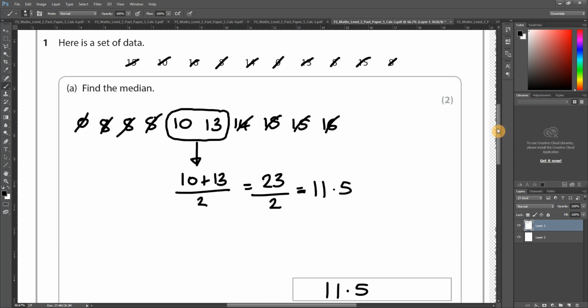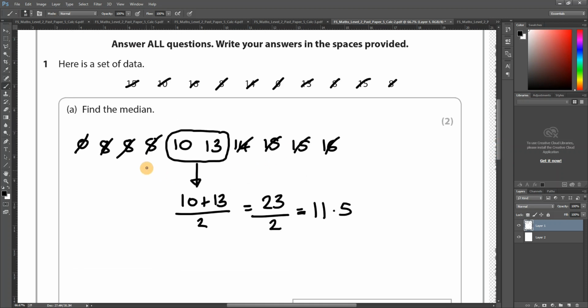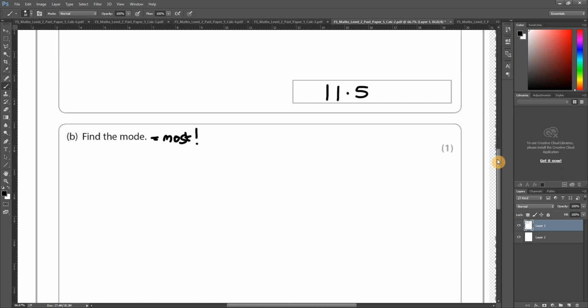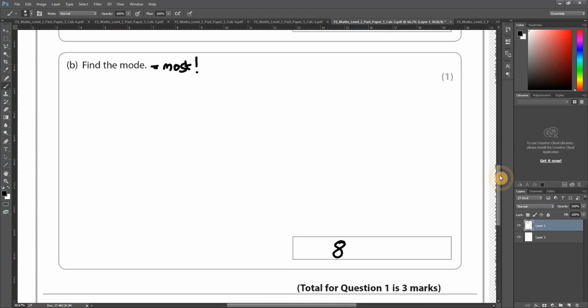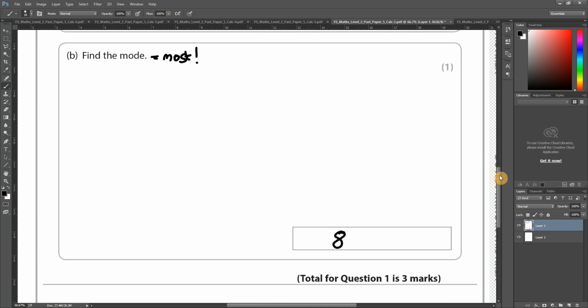Mode means most. So looking at my list again, remember we had 3 8s here at the beginning. So definitely your answer is going to be an 8. Yeah, so in the answer box, just put an 8 for your answer and you get an extra mark. So that's 3 marks in total for question 1. Let's move on to question 2.